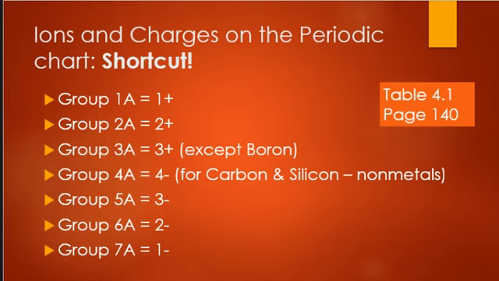Now it gets a little more difficult in the middle groups because there are certain numbers. Group 3A tends to be 3+, except for boron. Boron will probably, instead of giving up electrons, try to gain some. Group 4A, look, it's -4. That means it's going to gain negatives, which is kind of weird to think about. We're only doing that for carbon and silicon. The rest of them, they don't count.